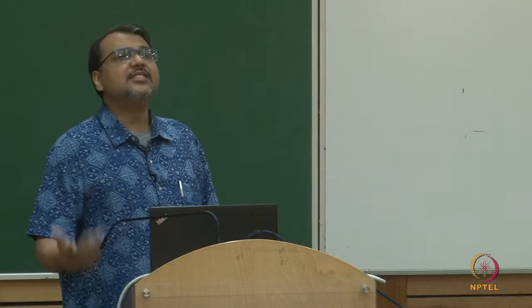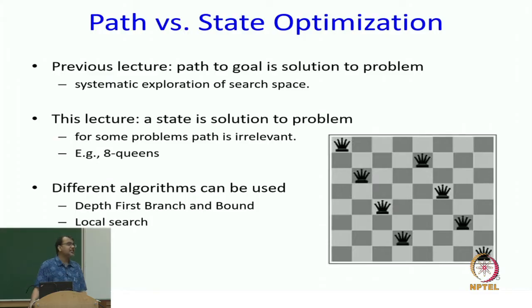And why is this useful? It is useful because in many situations paths are actually irrelevant. If you think about the n queens problem, just to remind you what is the n queens problem, I have to put n queens on the board such that no pair of queens is attacking.